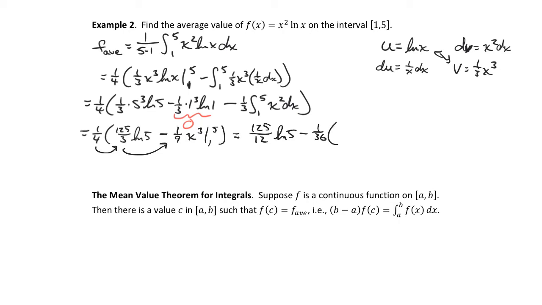And now I want to evaluate x cubed at 5 and at 1. So 5 cubed minus 1 cubed. And when we simplify, we get 125 over 12 natural log of 5, minus 124 over 36. Let's see, 124 over 36. Each has a common factor of 4, so that's 31 over 9. So we have 125 over 12 natural log of 5 minus 31 over 9.